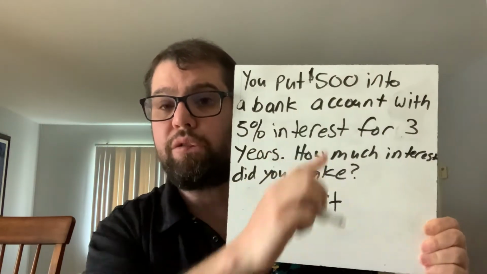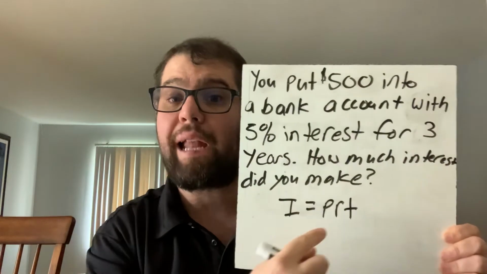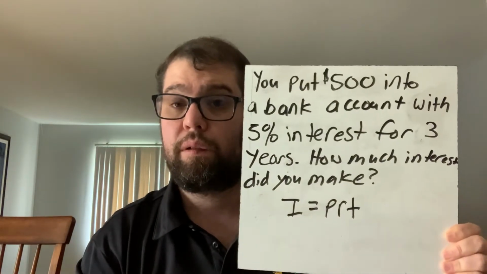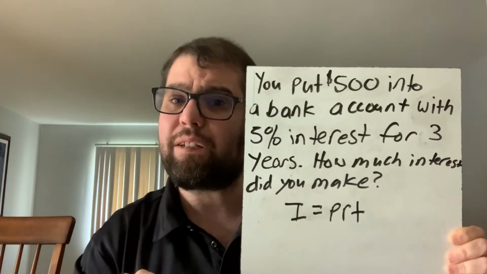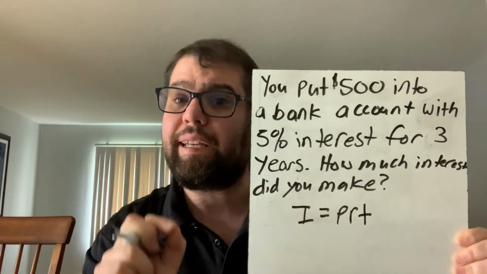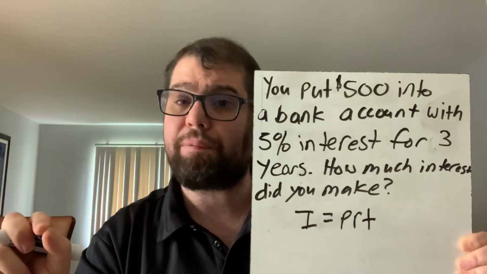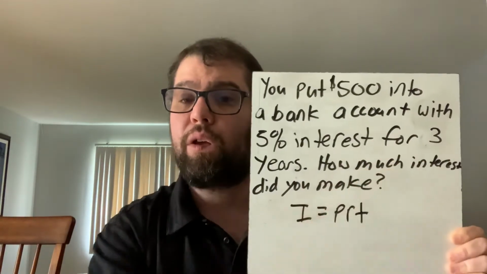And we're going to look. This 500 is the money we're putting in, so that is our principal. Then the interest is 5%, but I have to write that as a decimal, don't forget. So when I move it over, it's going to be 0.05. And how much time? 3 years. So if I was to write that, I would write I equals 500 times the rate, which was 5%, which is 0.05, times 3.